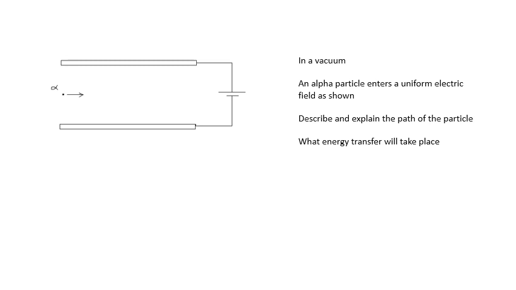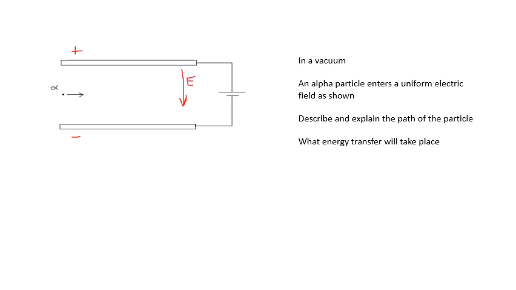Okay, now consider this. We've got an electric field. We've got two parallel plates, a positive plate at the top and a negative plate at the bottom. So my electric field is in that direction, isn't it? Yeah, there's my electric field.